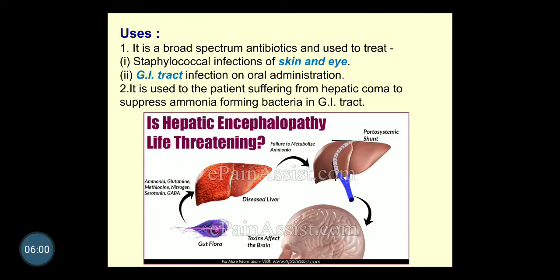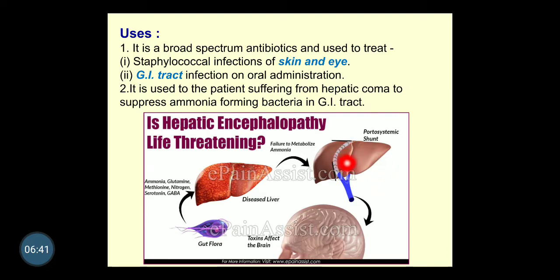Next, as far as the uses of neomycin are concerned, it is a broad spectrum antibiotic used in the treatment of staphylococcal infection of skin and eye, as well as GI tract infection on oral administration. It is used in patients suffering from hepatic coma, also called hepatic encephalopathy, to suppress the ammonia forming bacteria in the GI tract. Sometimes these ammonia forming bacteria produce ammonia, and the liver fails to metabolize the ammonia, which leads to accumulation of ammonia.